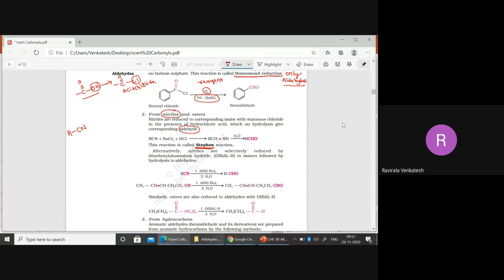Cyanide it is. Now, here the reagent I am taking is stannous chloride, SnCl2, in presence of HCl, followed by a hydrolysis reaction, H2O in presence of H plus. That can be written as H3O plus also. So this is the first reagent, and this is the second reagent. That means the second step. If you take both steps together, we are going to get the aldehyde like this.